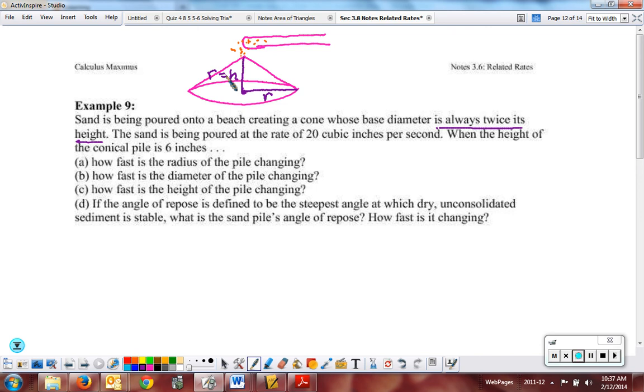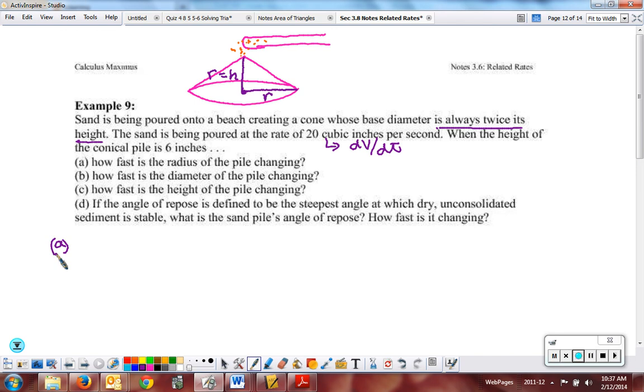Sand's being poured at a rate of 20 cubic inches per second. What are they giving you there? dV/dt, because that's cubic inches per second. That must be a volume, dV/dt. And the height, when the height is 6 inches, so that's my instant. And so let's do part A.